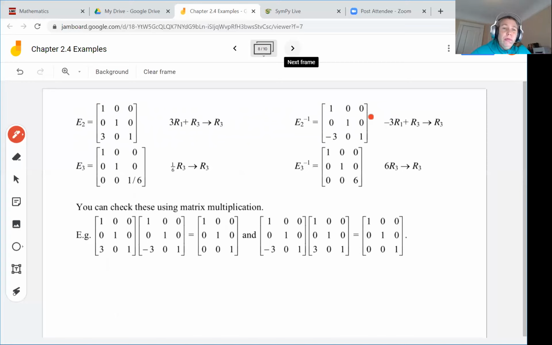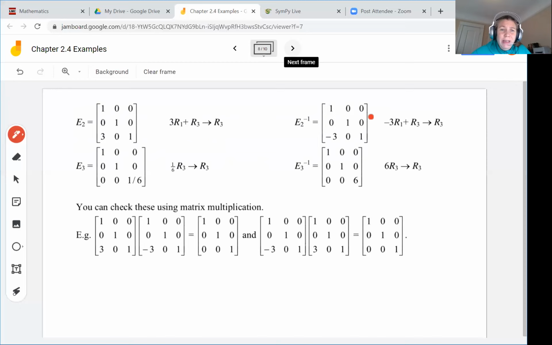Matrix E2 multiplied row 1 by 3, added that to row 3 to form a new row 3. So think about working backwards. E2 inverse takes negative 3 times row 1, adds that back to row 3, and that replaces row 3. So you can think about subtracting out that 3 times row 1 value, which is going to bring each entry back to the original row 3 entry.